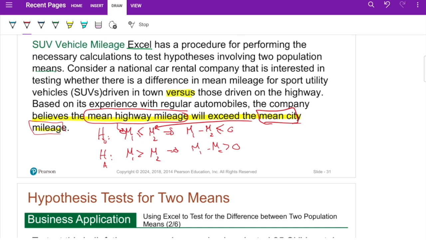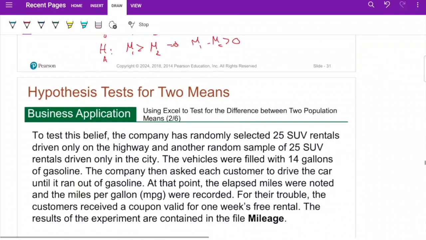So what I'm going to do is go to Minitab, get the data, put it in Minitab and try to solve the problem. But let's just continue the question. To test the belief, they selected 25 SUVs driven only on the highway and another random sample. We have two samples, so they are taken from two different populations. The first one is taken from SUVs driven on the highway. The other one, 25 SUVs driven only in the city.